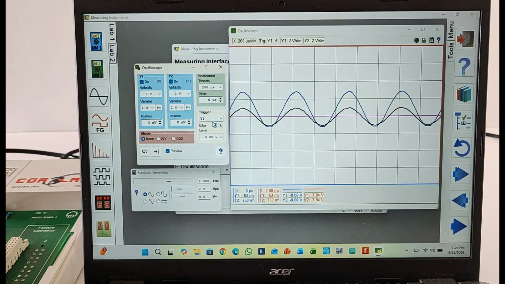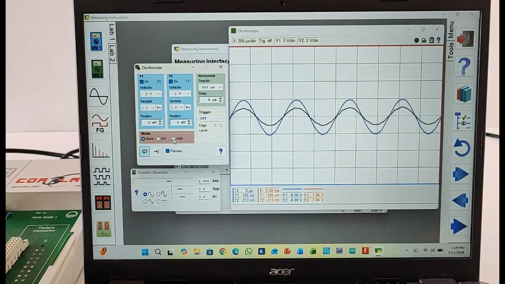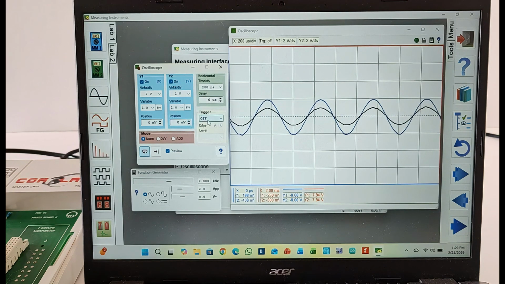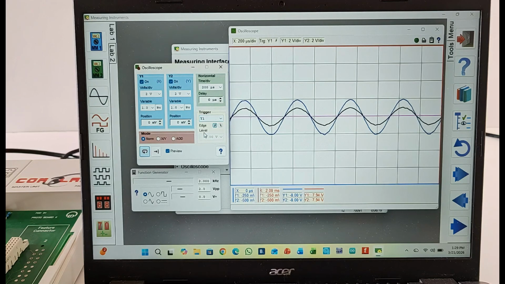I'll just put the trigger back to off first, okay? Then I'll run this one. Now, see the waveform now. I'll put it in Y1 again, trigger at Y1, and I'll put it in one sweep. See the output waveform now.